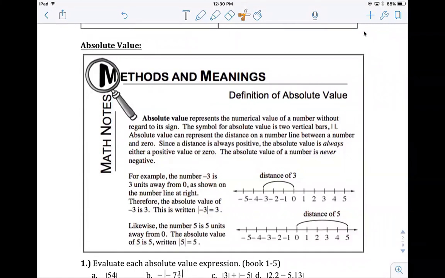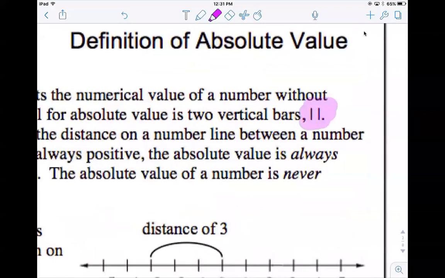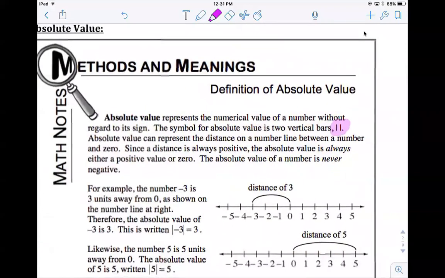So we are going to start looking at what absolute value is. It says absolute value represents the numerical value of a number without regard to its sign. The symbol for absolute value is two vertical bars, which you see here. Note that this is not an 11. Two vertical bars. An absolute value can represent the distance on a number line between a number and 0.